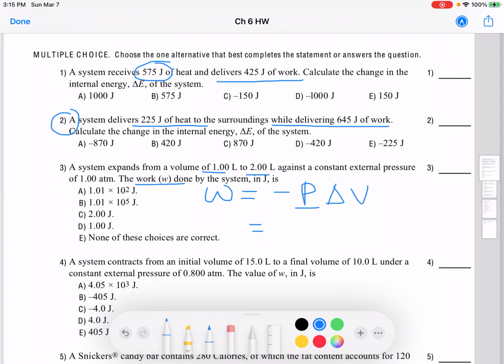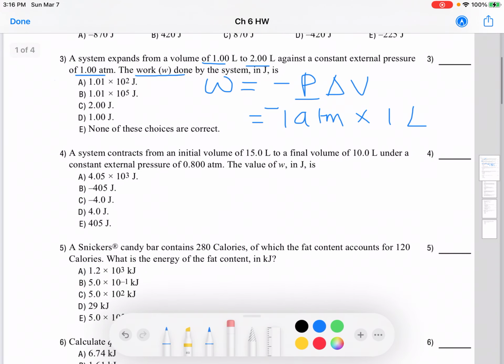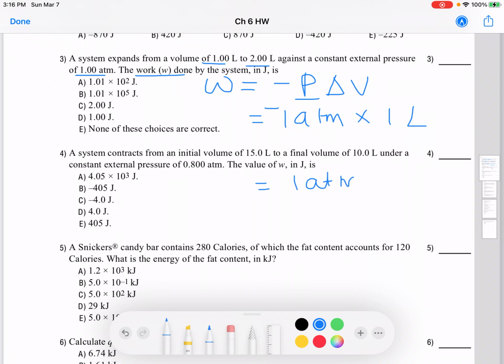Right? And then the pressure is 1 atm. So 1 atm times 2 minus 1, that would be 1 liter. So 1 atm times 1 liter will give you the answer as 1 atm liters.